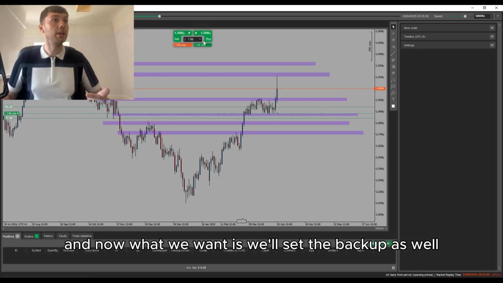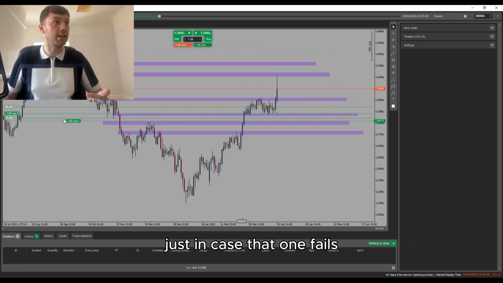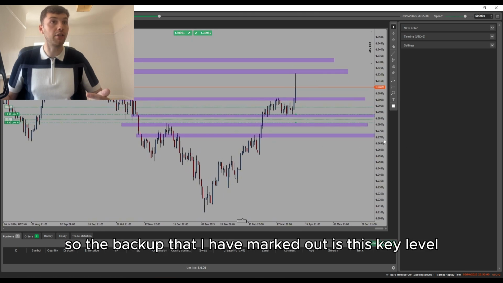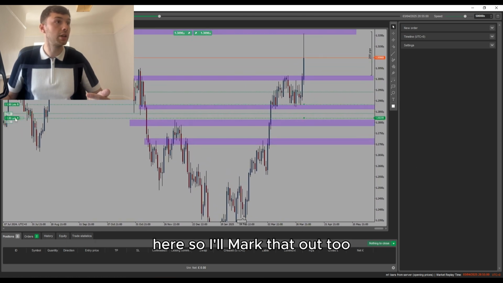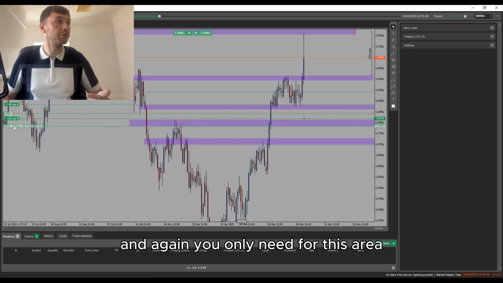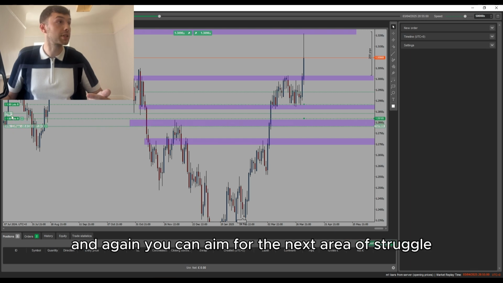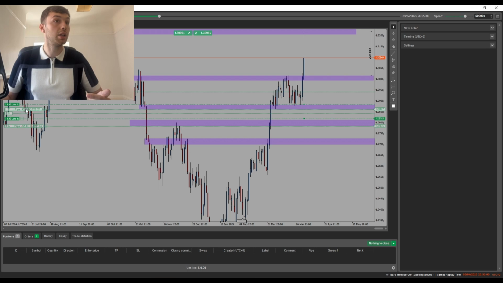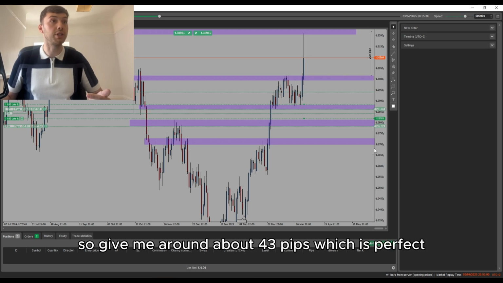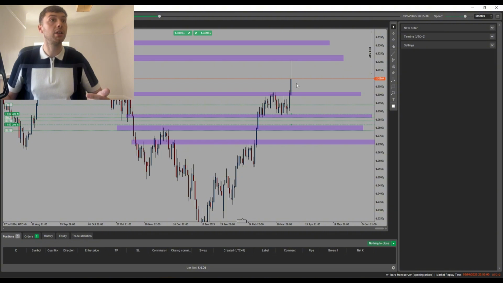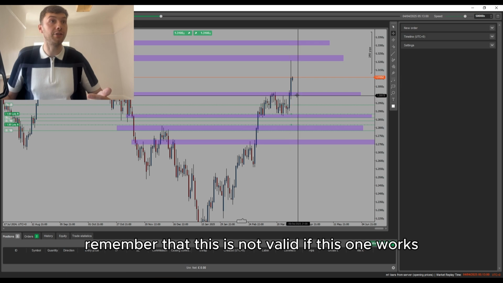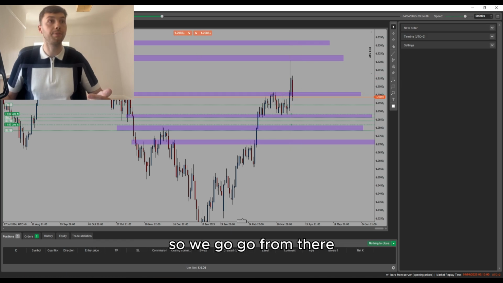And now we'll set the backup as well, just in case that one fails. So the backup that I have marked out is this key level here. So I'll mark that out too. And again, for this area, you probably only need about 35 pips. And again, you can aim for the next area of struggle or the 23 fib. So that'll give me around about 43 pips, which is perfect. So let's see what happens. But again, remember that this is not valid if this one works. So we'll go from there.